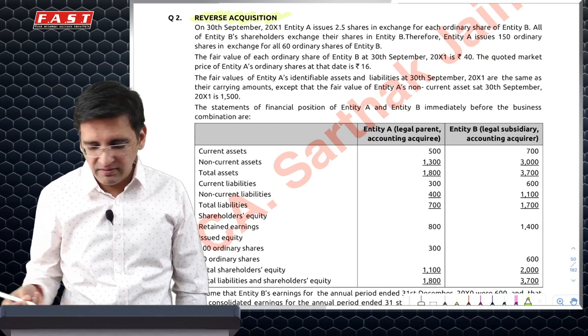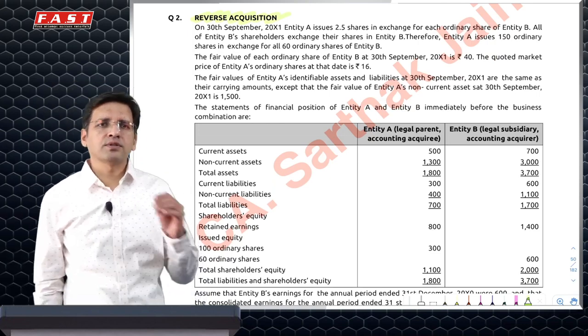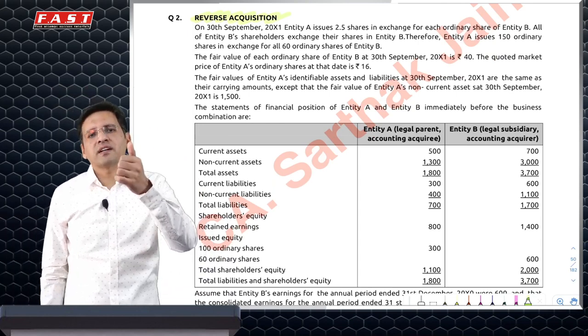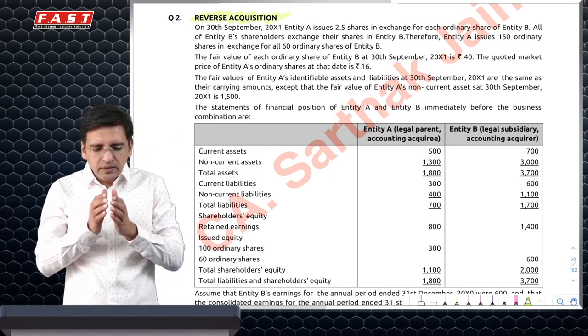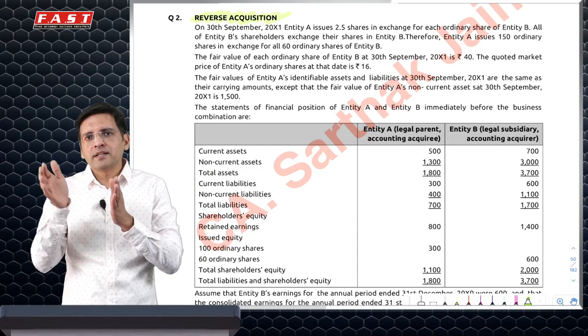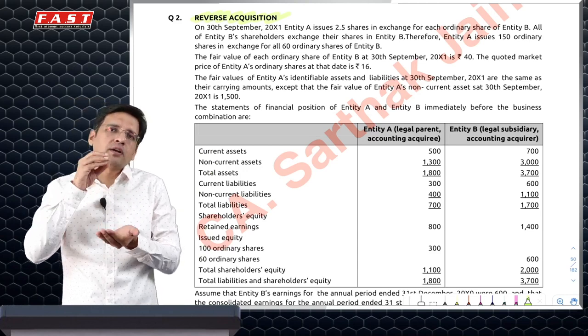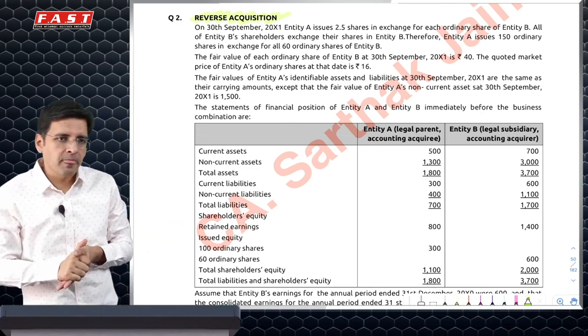Very standard reverse acquisition question already asked in the exam. Just remember one thing in the reverse acquisition question. How do we identify questions of reverse acquisition? Whenever the question says that consideration is given in the form of equity shares, check the legal acquirer, the one who is buying the other company, whether the number of shares issued is more than its own share capital or number of shares with the company. If that is the case, it will be a case of reverse acquisition.